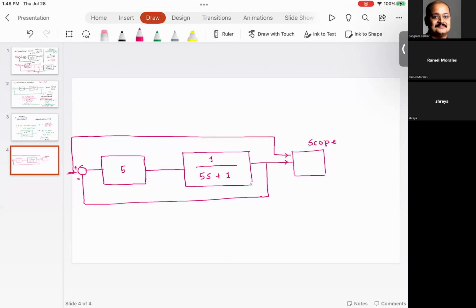And you're going to have some inputs here. So please add a step input block over here. And what you should observe is, in the scope, you would see something like this, which will be 1. And then here, what you should see is something like this. I want you to observe this.